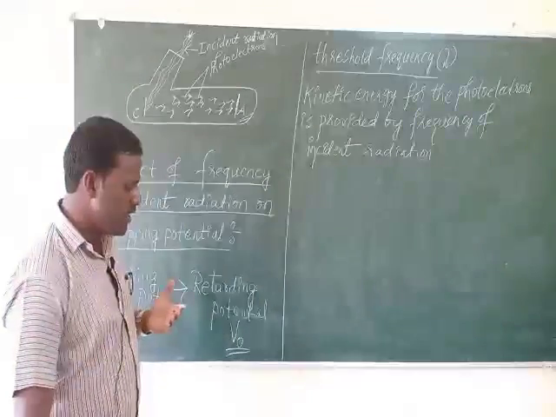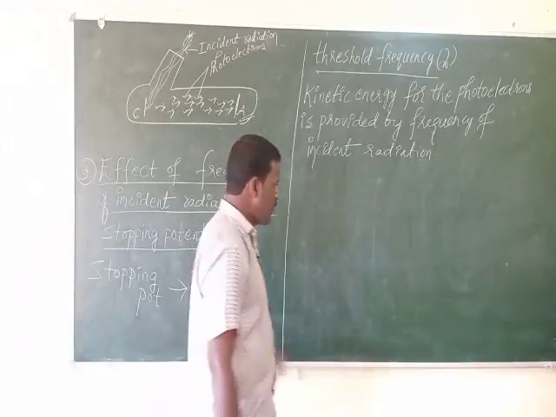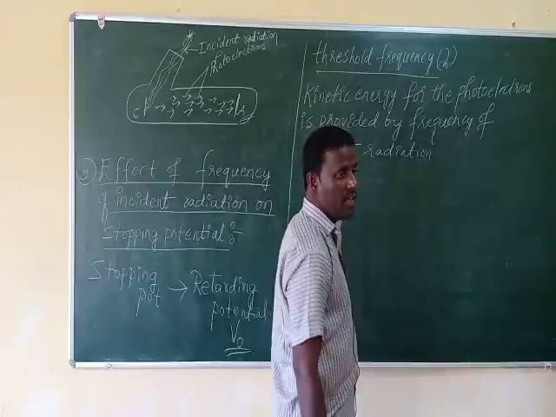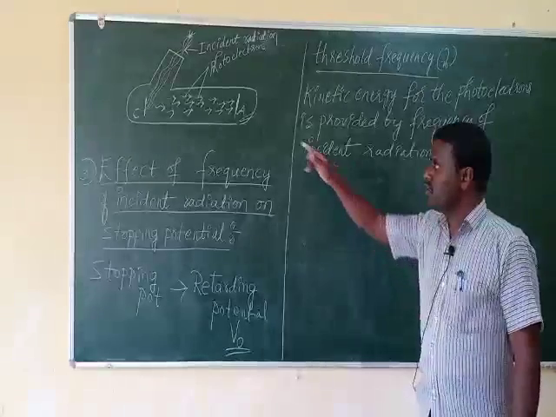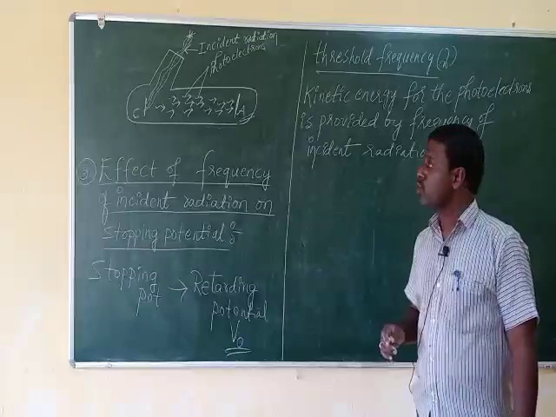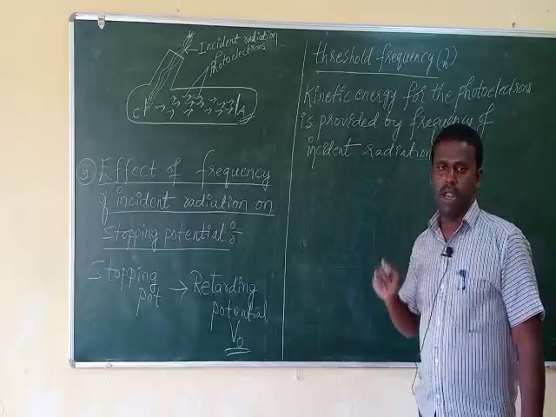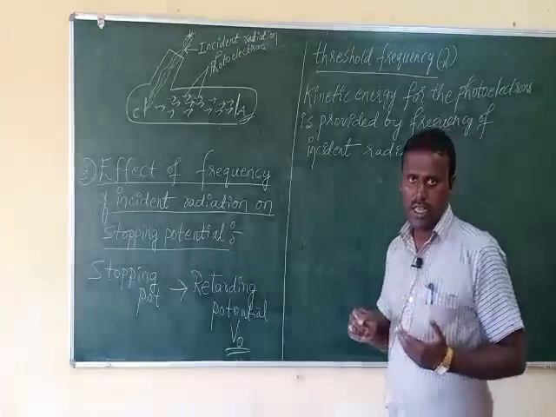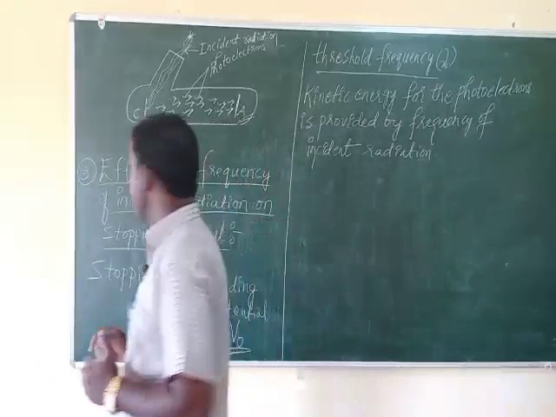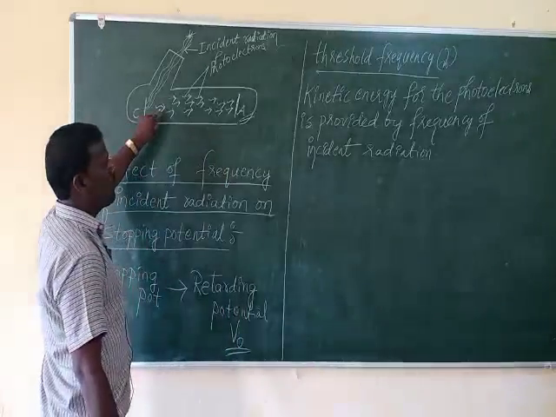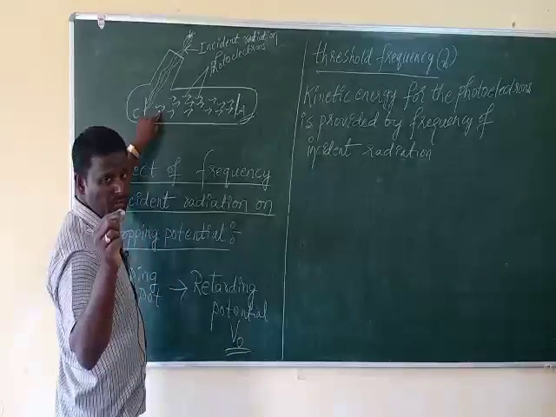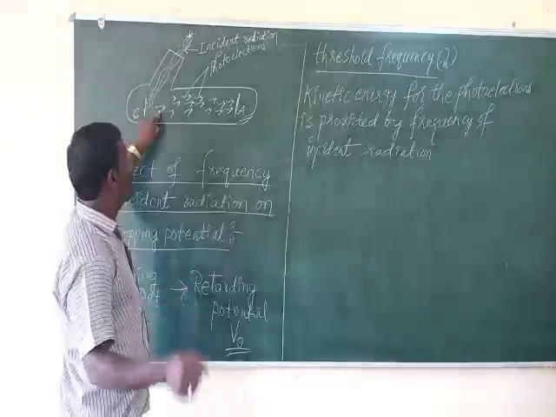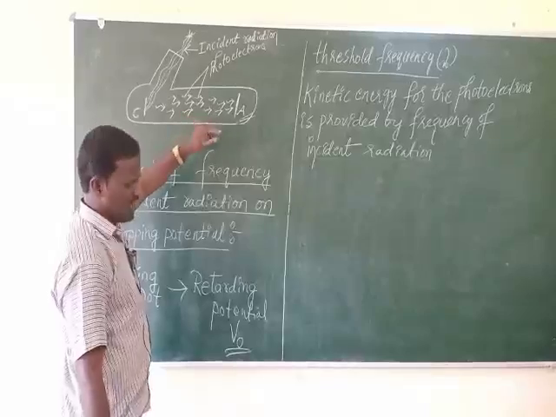If you are using a light of more frequency, then there will be more energy for the photoelectrons to move from plate C to plate A. If you are using a light of less frequency, then the photoelectrons will have less kinetic energy, less speed, a minimum velocity to move from plate C to plate A. Attraction irutte.